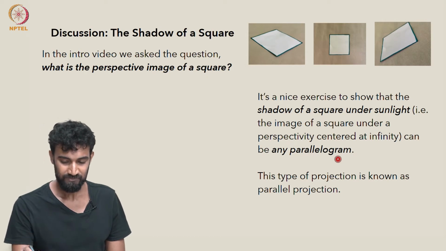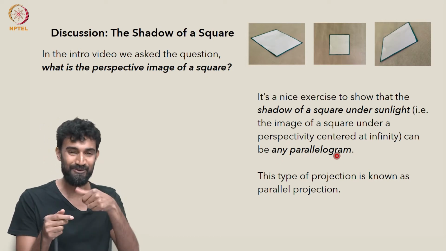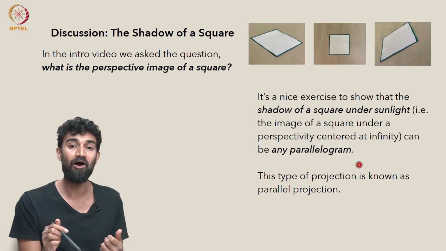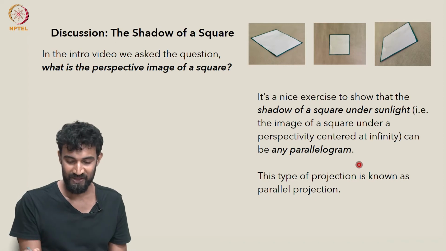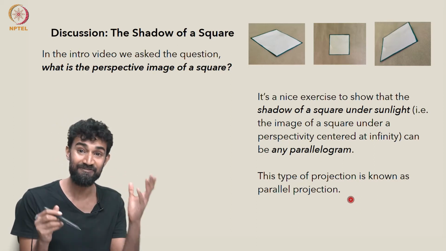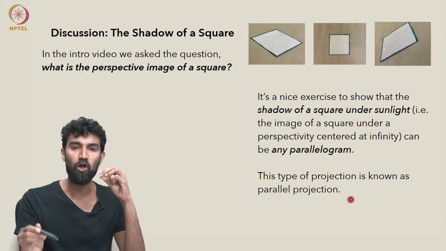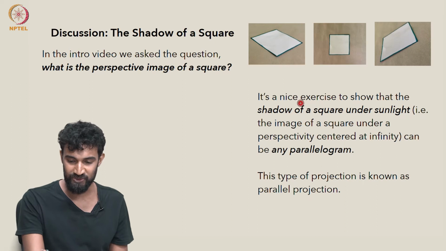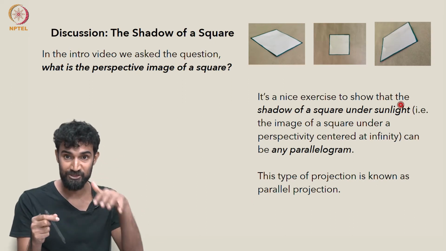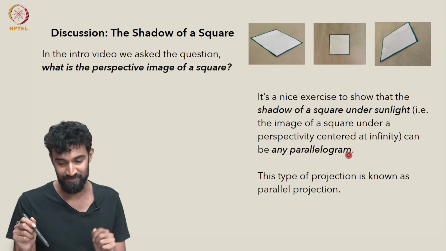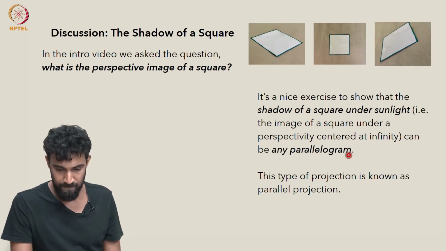So if you actually tried to take a square outside and looked at its shadows under sunlight, you may have noticed that all of the shadows you're getting are very clearly parallelograms. And this type of projection is known as parallel projection because the sun is so far away that it's effectively infinitely far away, and the light rays it's casting all appear to be parallel to each other. So it's a nice exercise to show that in fact the shadow of a square under parallel projection is any parallelogram, that you can get any parallelogram that way.